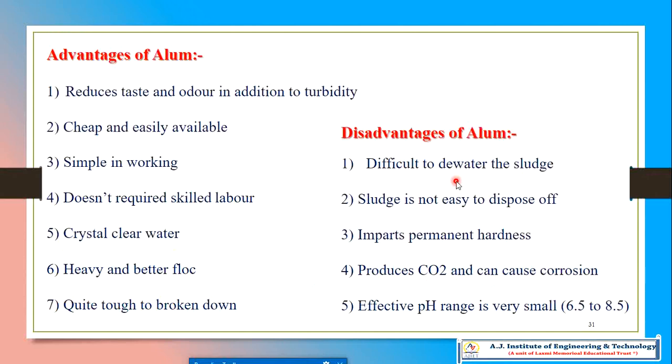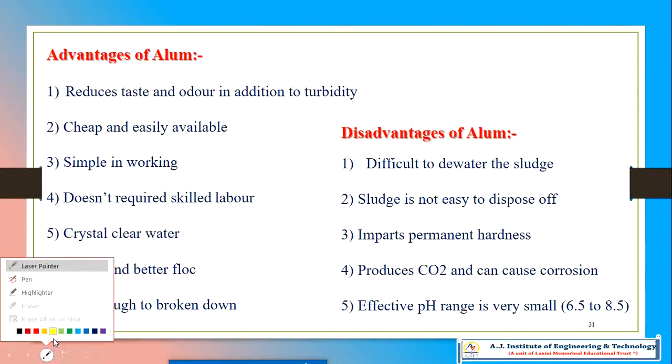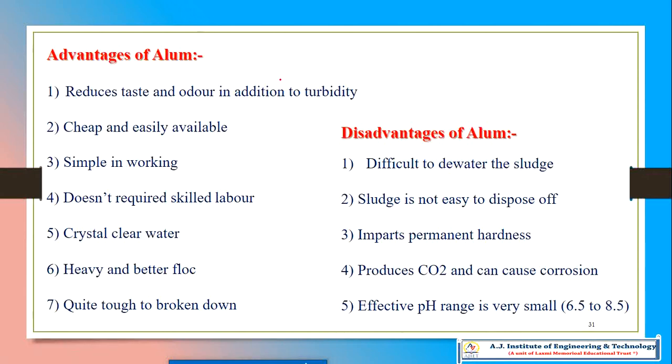Now, what are the advantages and disadvantages of alum? That is also an important factor in why we use alum as a coagulant. Now we'll go one by one. The first one is that it reduces taste and odor in addition to turbidity. Not only does it reduce turbidity in the sample, it also reduces taste in the water.